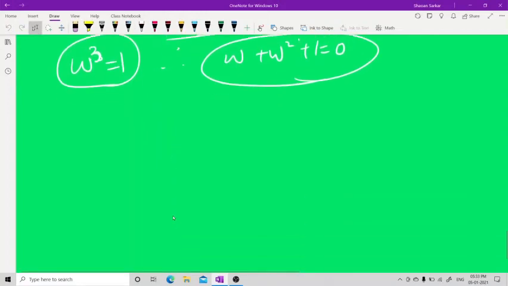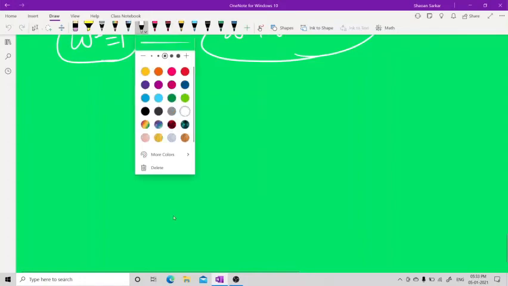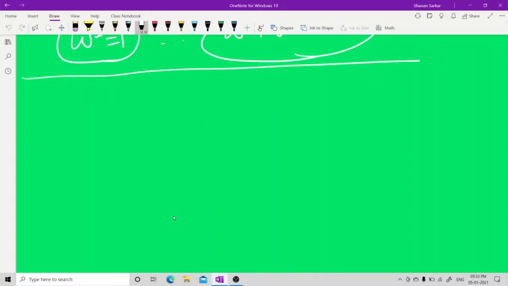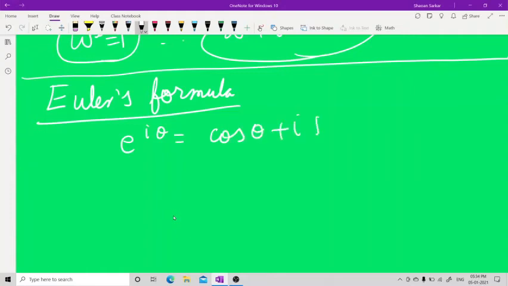Now you see one more expression. I think I told you once. Now see this, Euler's formula. Now see, e to the power of I theta is cos theta plus I sin theta, and e to the power of minus I theta is cos theta minus I sin theta.